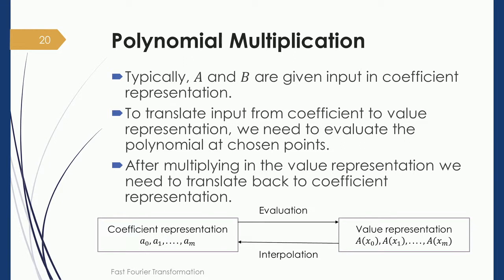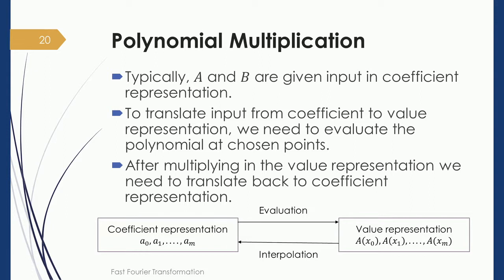However, typically a and b are given in coefficient representation, and so we would prefer to manipulate and store a and b in the coefficient representation. So if we want to take advantage of this ability to multiply two polynomials in O of m time using the Lagrange basis, we first need to translate the input from the coefficient representation to its point value representation. And we can do this simply by evaluating the polynomial at the chosen points.